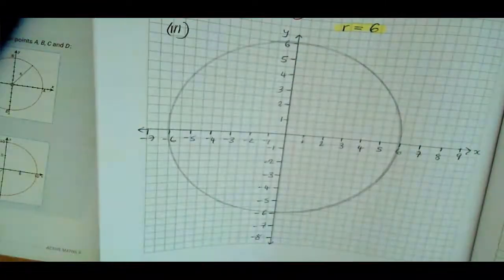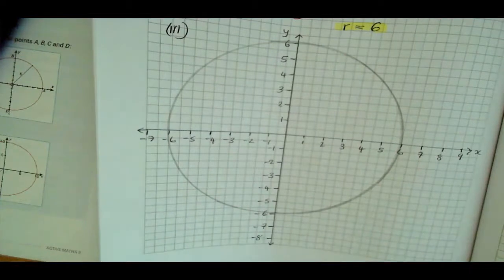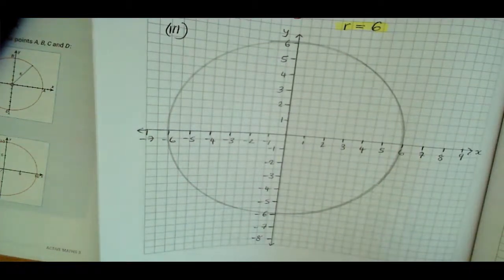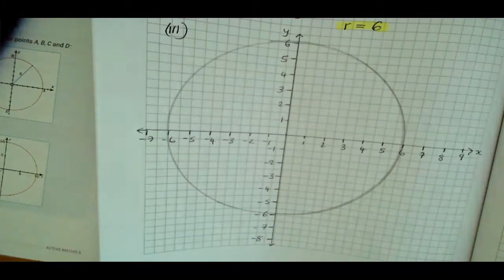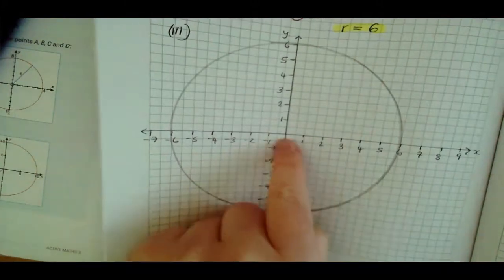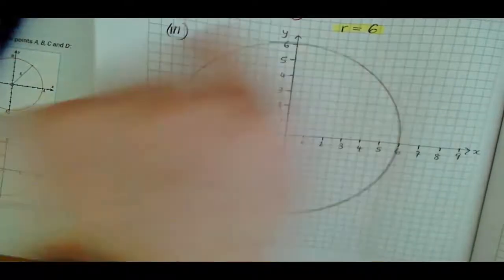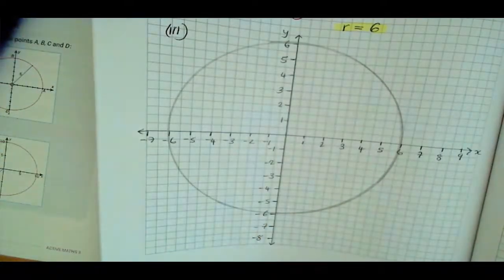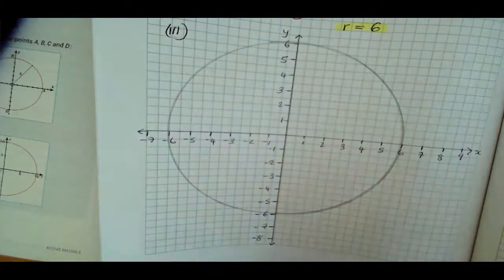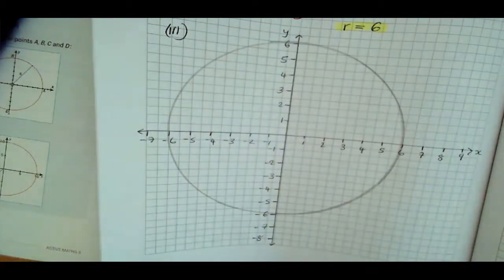So the radius is 6. So from the center of the circle, which is 0, 0, we go out to 6. And we draw a circle all the way around using our compass. So 0, 0 out to 6, because our radius is equal to 6. So that's why we went out 6 from the center.